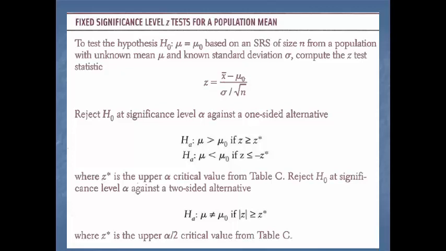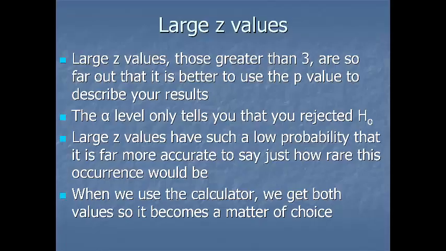Okay, and here are rules for rejecting or failing to reject H naught in each of the cases. Large z values, those greater than 3. So suppose we calculate our z-score, and it's a really big number. You already know that it's off the chart on either tail. So if it's a -3, it's so small that it's hard to graph on your normal distribution. It may even be beyond what you have in your table.